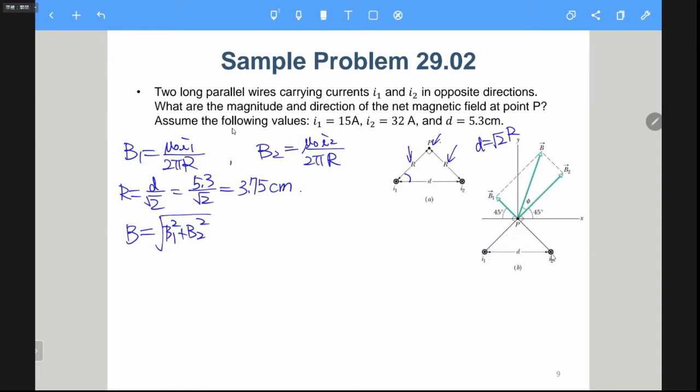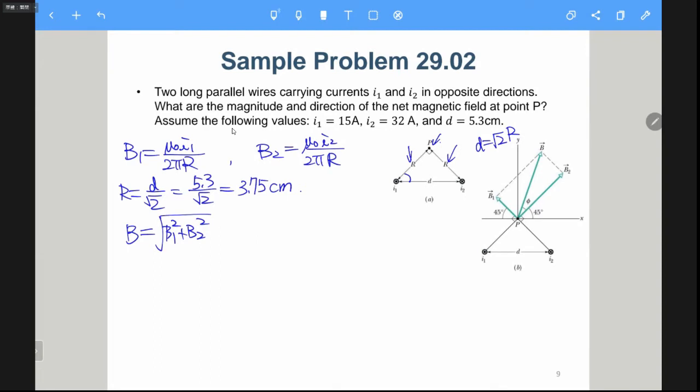And likewise, for the I2, you use your thumb pointing into the page, your forefinger will be pointing to the top right, and also 45 degree with the positive x-axis. So you can clearly see that B1 and B2 are perpendicular to each other. So the total B will be the square sum, and then take the square root of the B1, B2. So we have a B to be like this.